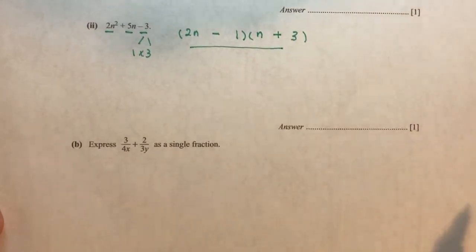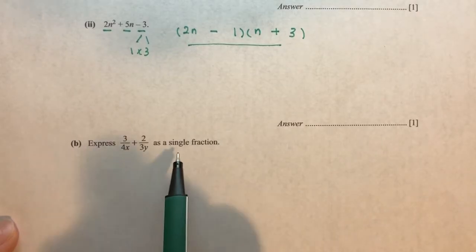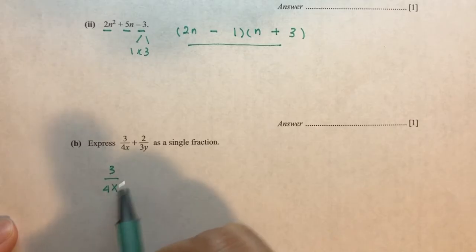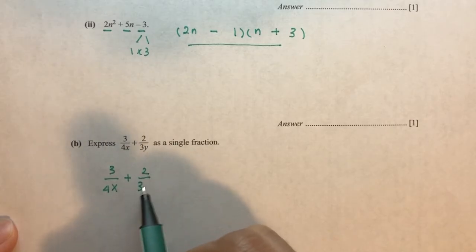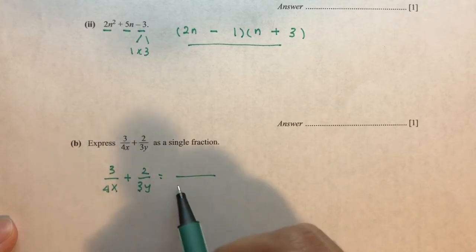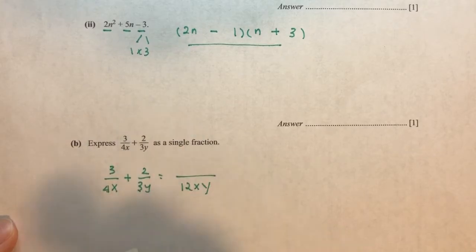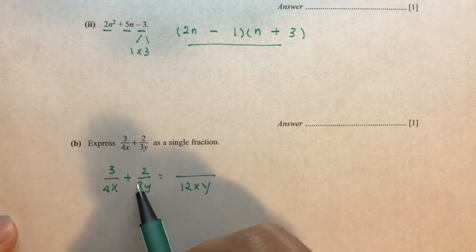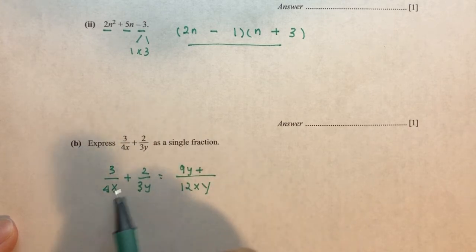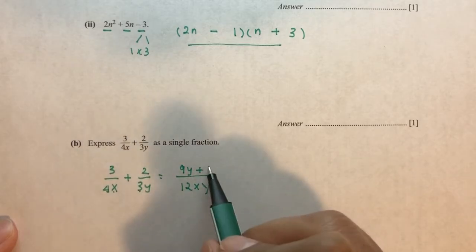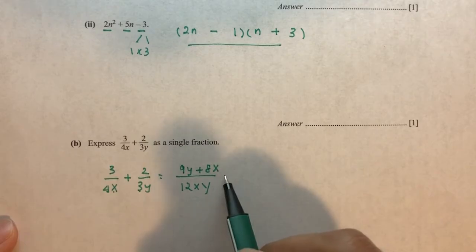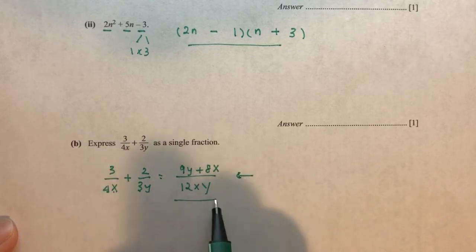So now part B, express this fraction as a single fraction. So the first thing we need to do is to find the LCM for the denominator. So we do 4x times 3y, it will be 12xy, and then we cross multiply, we have 3 times 3y will be 9y plus 4x times 2 will be 8x. And that is your answer for the single fraction.